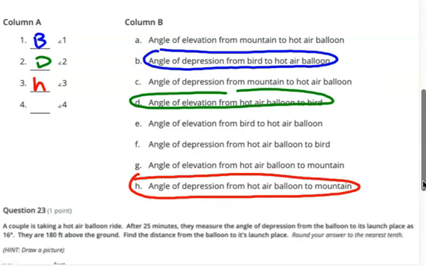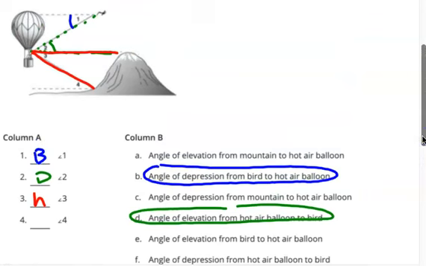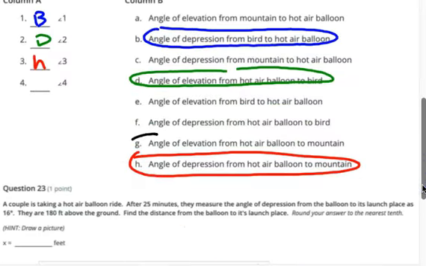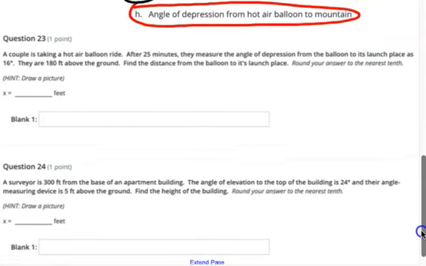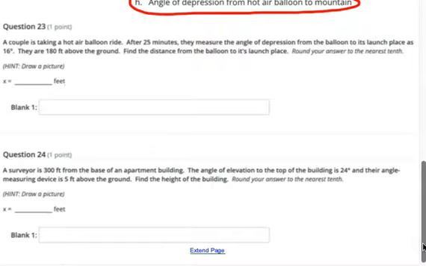And then angle 4 is just the opposite. It's from the mountain at the bottom up to the balloon. So looking up there, that would be the elevation piece. So that would be G. With this section, I'd be more worried about word problems. So we'll look at those, draw a picture, and then go from there.